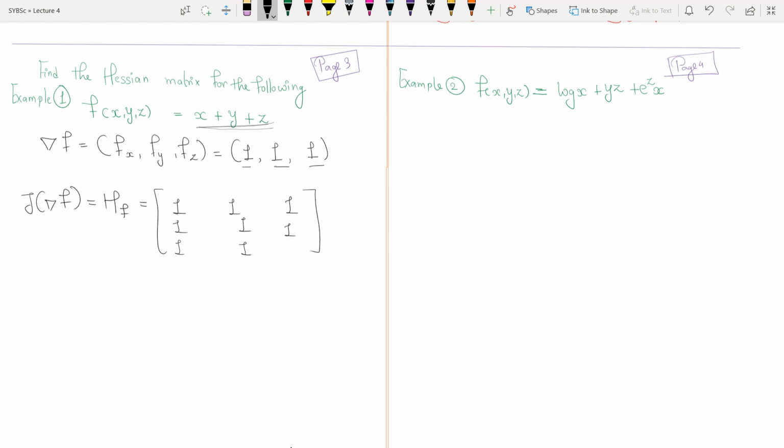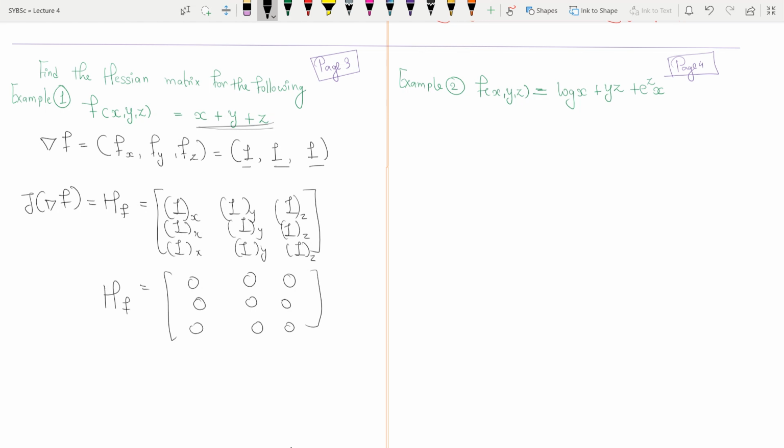Then after that, the first row I will differentiate with respect to x, x, x. Over here I should differentiate with respect to y, y, y. The last row should be z, z, z. But since there is no variable anywhere, it is nothing but 0, 0, 0, 0, 0, 0, 0, 0, and 0. Hence, my Hessian matrix for the given scalar field is nothing but a 0 matrix.